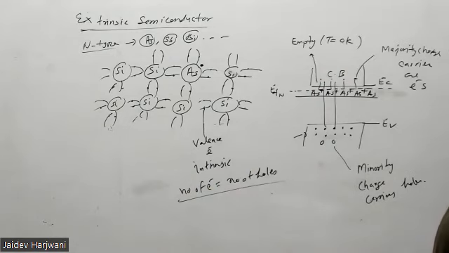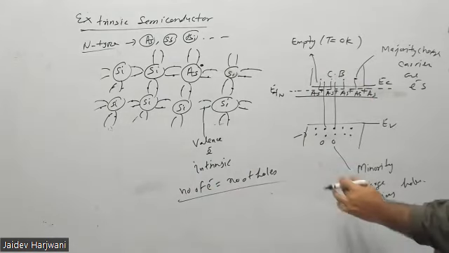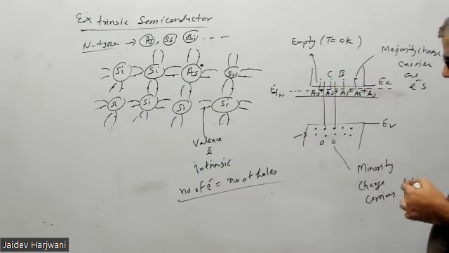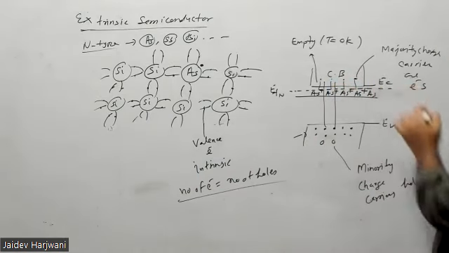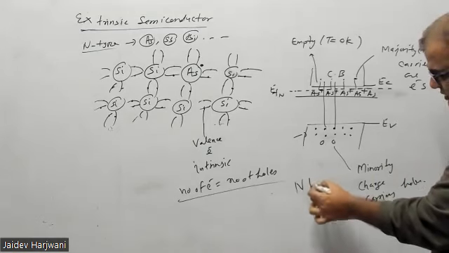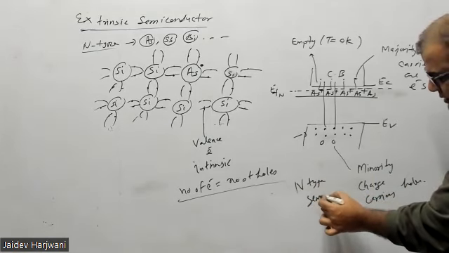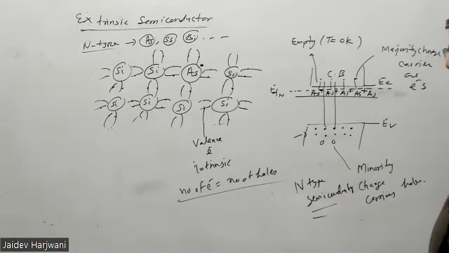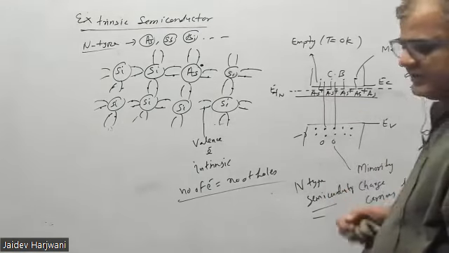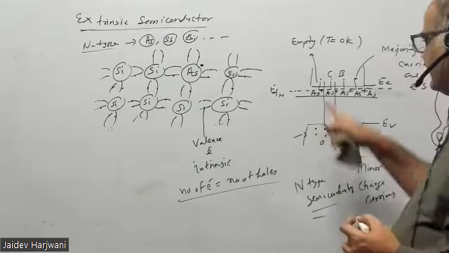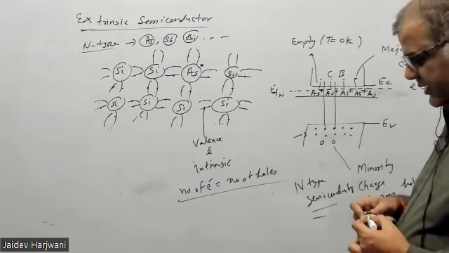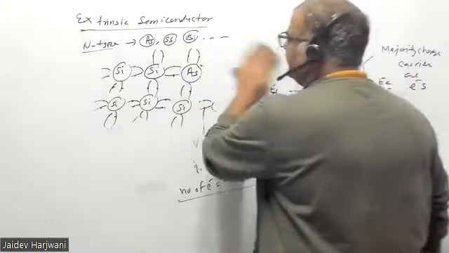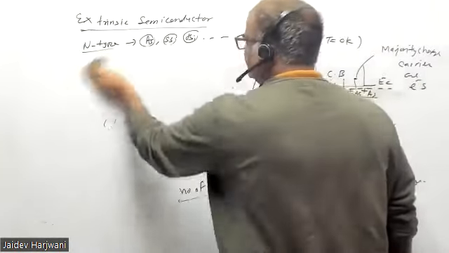This is the intrinsic case. But here is not the case. In n-type, you have number of conduction electrons more than number of holes, because these are the majority charge carriers here. This is the n-type semiconductor. So here your atom is donor. So pictorially, if I want to represent an n-type semiconductor, how should I represent?